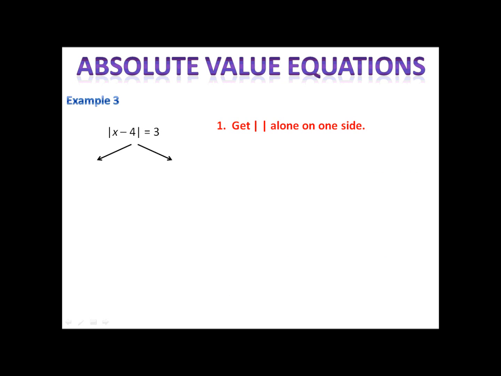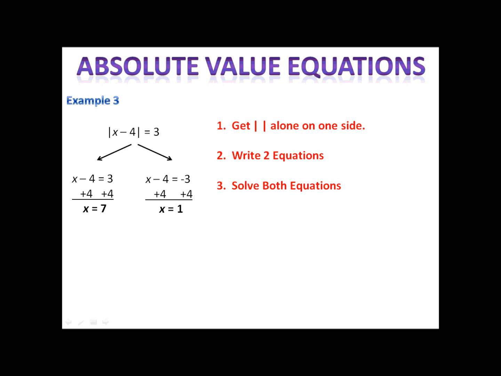Example 3 has a little bit more going on. The first thing we do is look to make sure that the absolute value is alone. On the left-hand side, notice there's nothing outside of the absolute value symbols. That's good. To write our two equations, what we'll do is we'll take the x minus 4 and we'll put it equal to 3. For our second equation, we'll take the x minus 4 and we'll put it equal to negative 3. Now we go through and we solve each of the equations. On the first one, we get x equals 7. On the second one, we get x equals 1. These are our possible solutions.